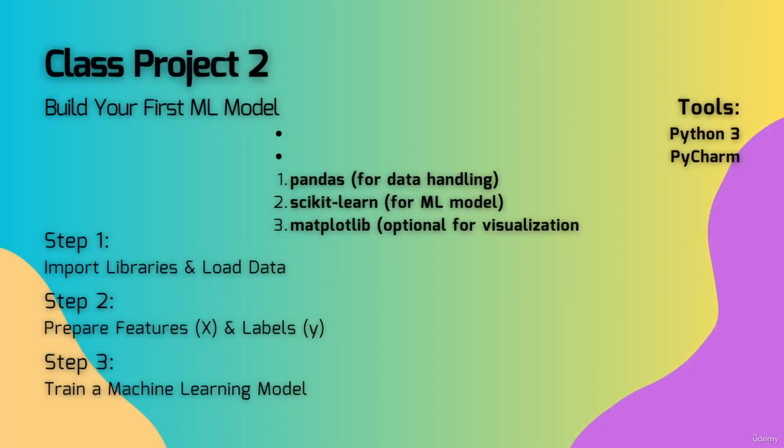Class Project 2. The name of this class project is Building Your First Machine Learning Model. I have attached the tools you're going to require in this class. I have also attached the steps that you need to follow, and I made it very simple and beginner friendly. I have also given you the outcome of this class project.